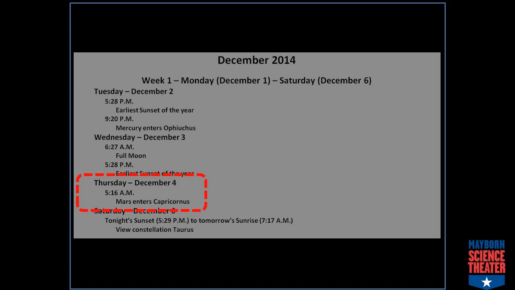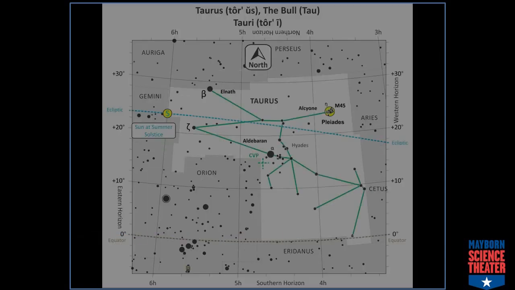Let's go to the next night. This is Saturday, December the 6th. From sunset on December the 6th to sunrise on December the 7th would be the best time of the year to look at the constellation called Taurus. And let's see what we have here. Here is Taurus, the bull.